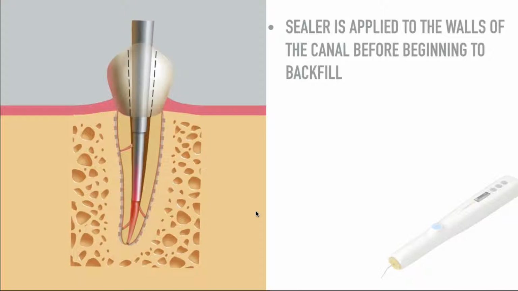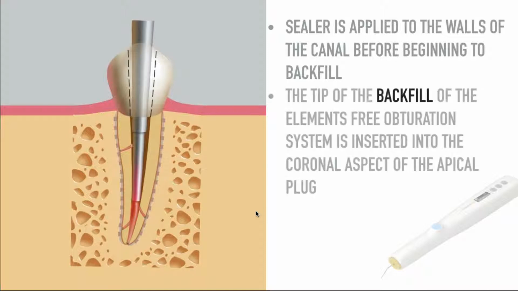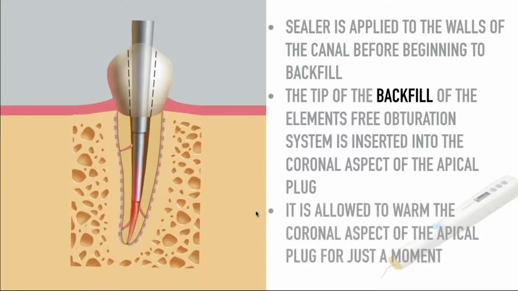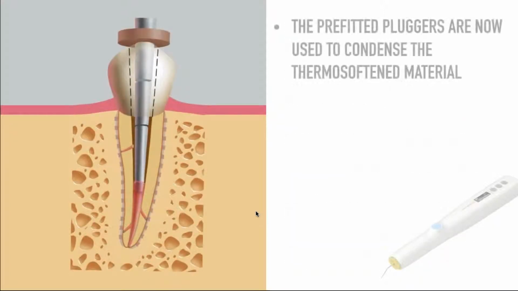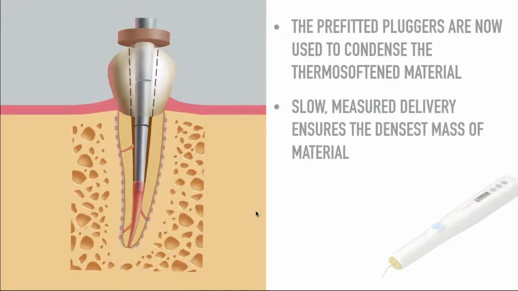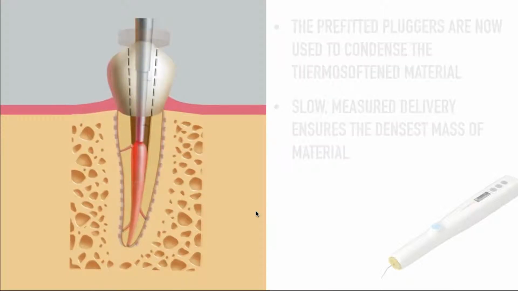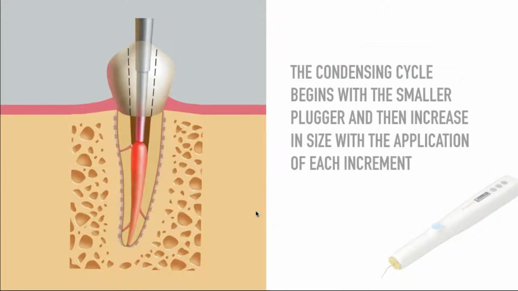And as we inject the gutta percha, because of the viscosity of the gutta percha, we'll actually feel our backfill back out of the actual canal. So we inject and we compact. We inject and then we compact. And we back our way out of the canal until we're at the orifice of the canal. And we do this in slow measured delivery. We do it in increments of 5 to 7 millimeters until we're at the orifice.